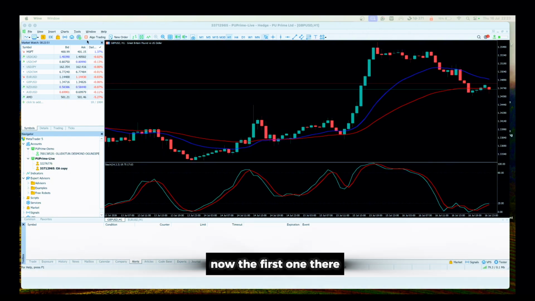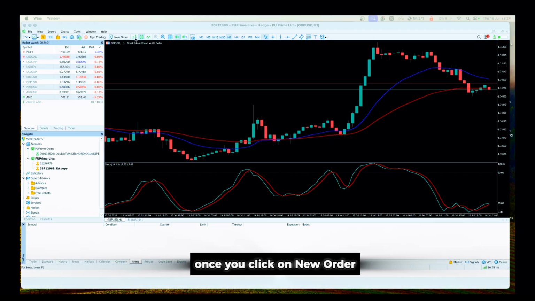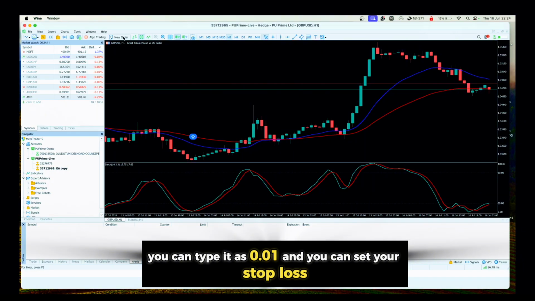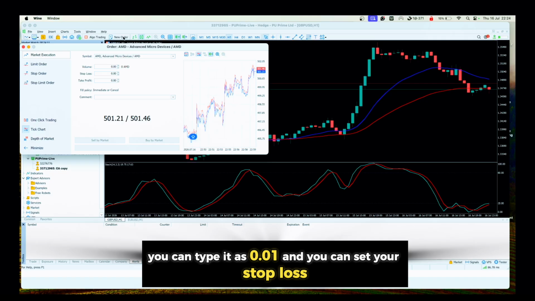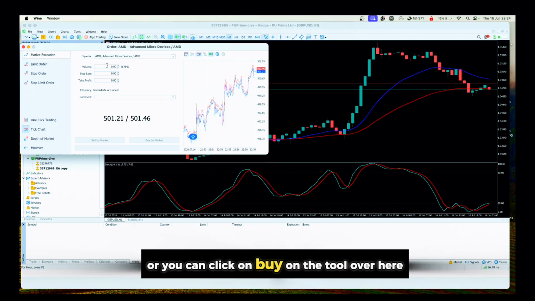menu. Now, the first one there that I want to explain is new order. Once you click on new order, these buttons allow you to place a trade. So you can set the volume you want to trade, maybe 0.1. You can type it there as 0.01, and you can set your stop loss, take profit. We will get to that later. And you can either click on sell or you can click on buy on the two over here.